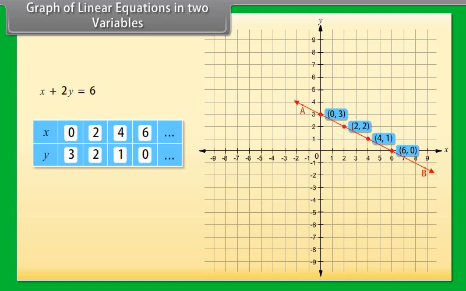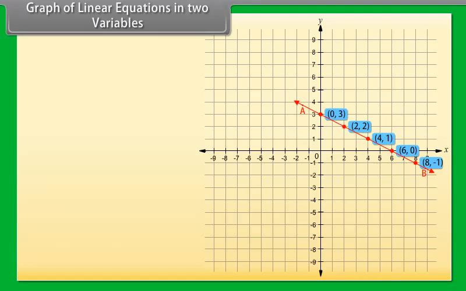Now pick another point on this line. Let us pick (8, -1). Is this a solution of this equation? Yes, this is, because by substituting the value of x as 8 and y as minus 1, we get the answer 6. So, (8, -1) is a solution. So what have we observed in our previous screen? We have observed that every point whose coordinates satisfy the given equation lies on the line AB.